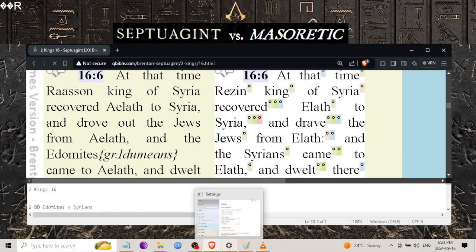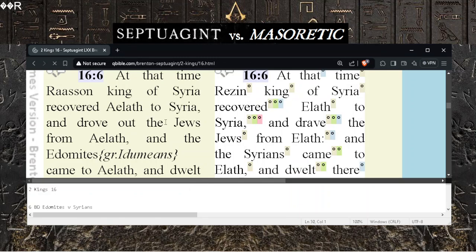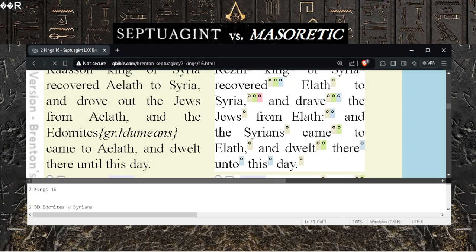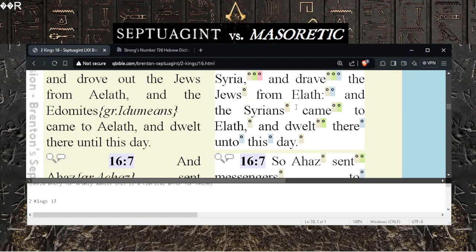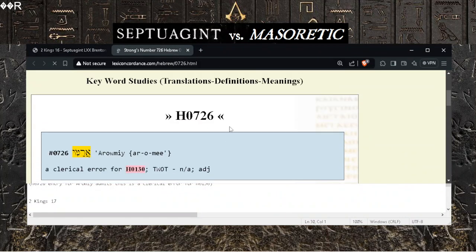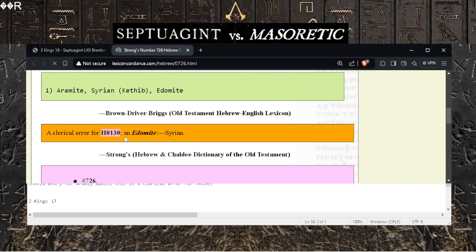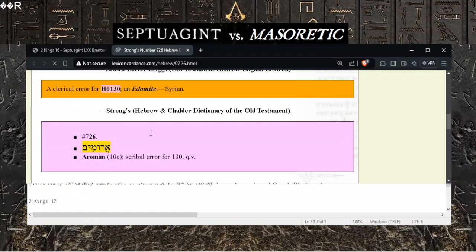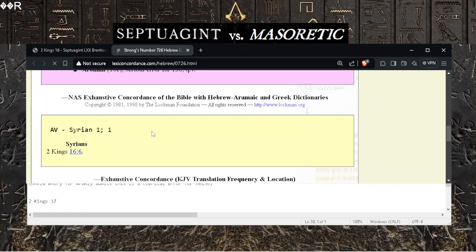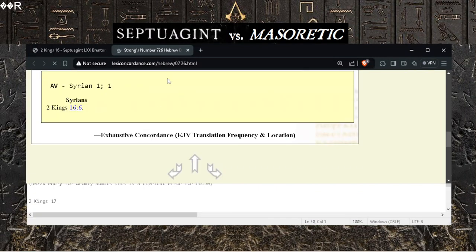Chapter 16, speaking of peoples, we see a different group of peoples being identified here. We have the Syrians in the Masoretic, and then we have the Edomites in the Septuagint. And even when we click on this reference to see what it actually means, it admits that there's an error here. It says a clerical error. It should be Edomite, not Assyrian. Not Syrian, I should say. Not to be confused with Assyrian.